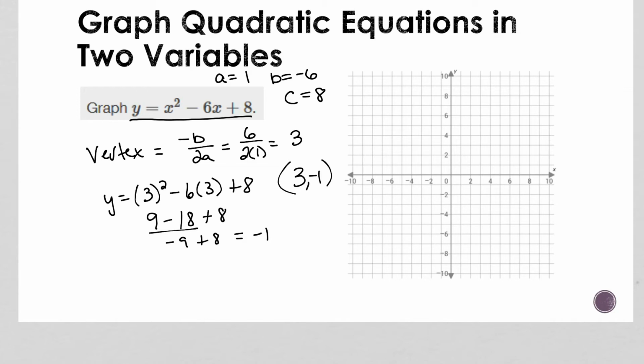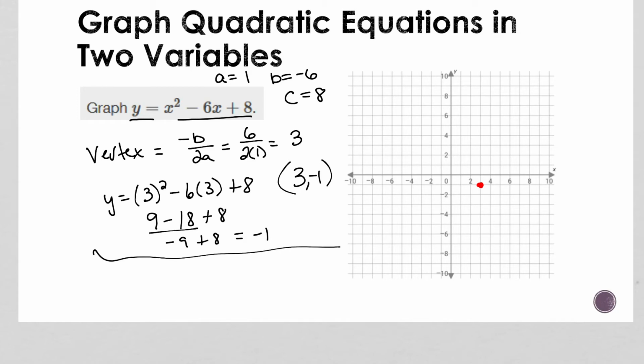So I'm going to go over here to the graph, go to 3, negative 1, and put a dot. Now, I know that this thing will open upward, so it'll be one of those types rather than one of those types. The reason why I know that it will open upward is because the leading coefficient here is positive. So if I get something that opens downward, I've messed something up somewhere.